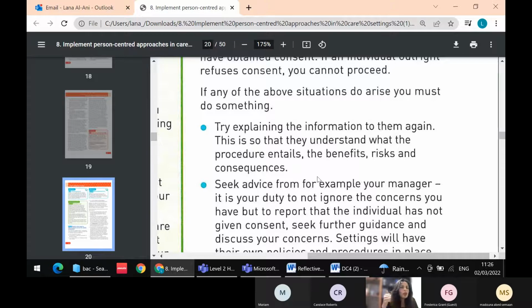First of all, it's all about information. So I try to explain the information to them again and ask them, did you understand what we have discussed? I tell them all the information again: what's the procedure, how we do it, what's the benefit, what's the risk, what are the consequences. I tell my client this again, and then I seek advice. If the client is still not giving me consent, even though I explained all the information, the benefit, the risk, the consequences, again, still not giving me consent.